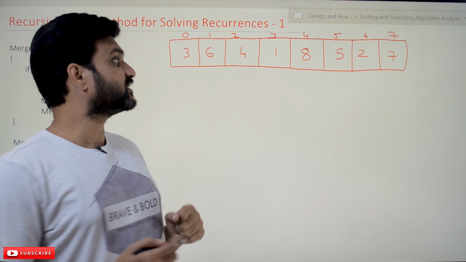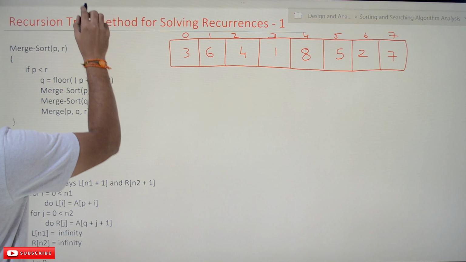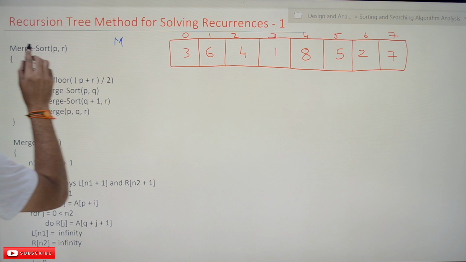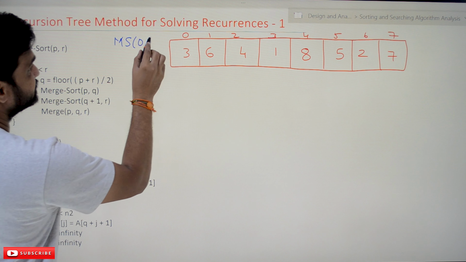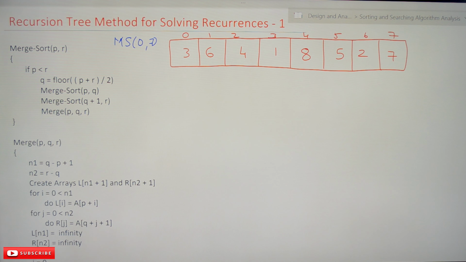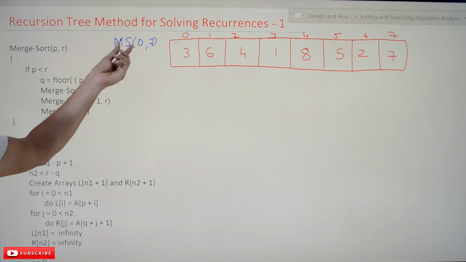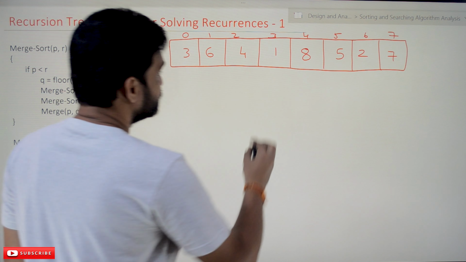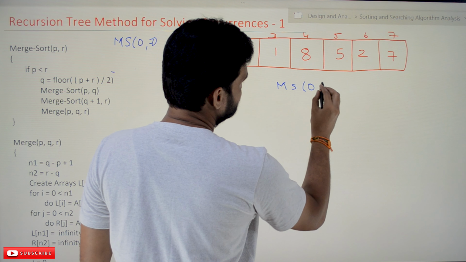How to draw the recursive tree: whatever function call is made first. In order for this merge sort to get executed, the first function call that is made is ms of 0, 7. Ms means merge sort. So this is the function call. In short, we have taken it as ms of 0, 7. This is the first function call that is made.